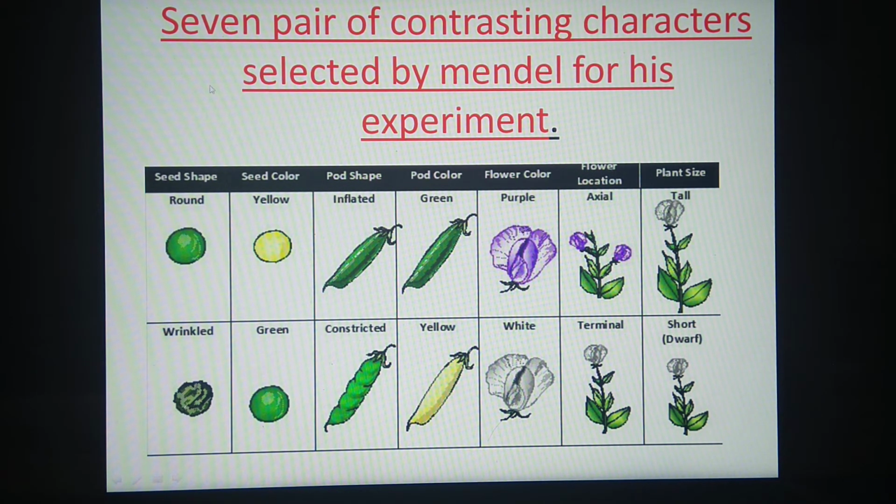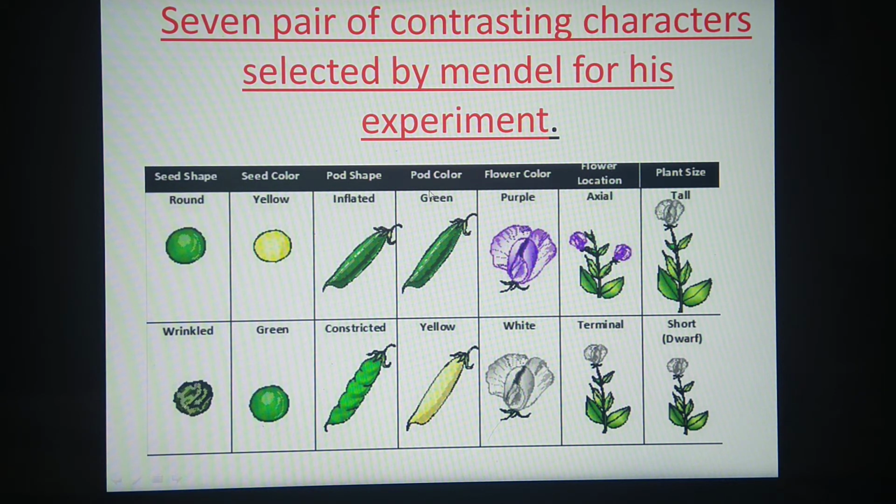We'll see the second character, that is seed color. 2 types of seed colors are seen, yellow and green. Yellow is dominant over green. Then we'll see pod shape. 2 types of pod shapes are there, inflated and constricted. This inflated is the dominant one, constricted is the recessive character.